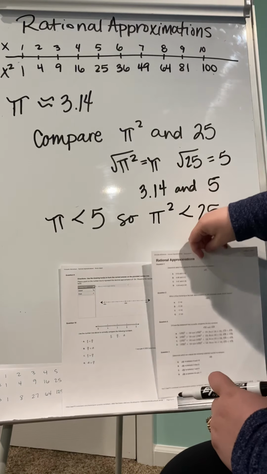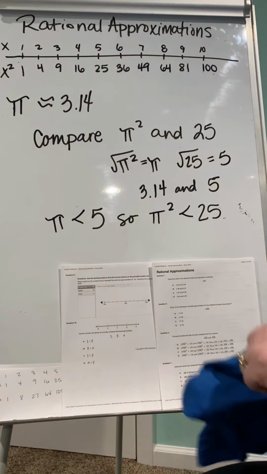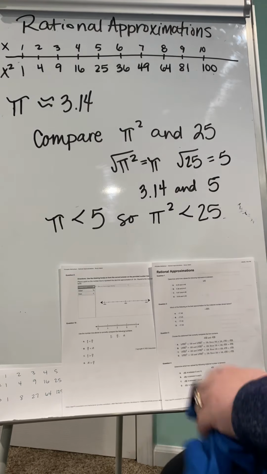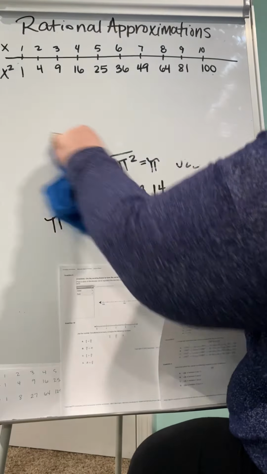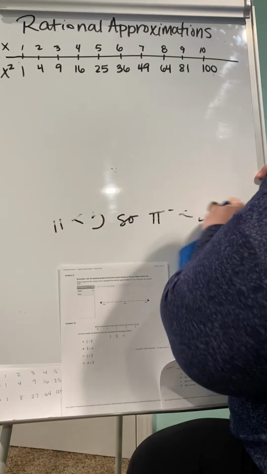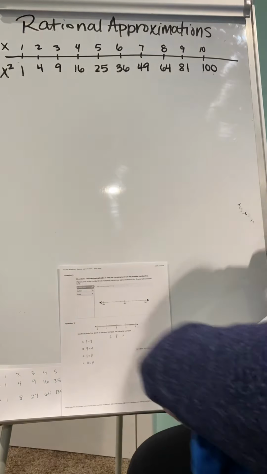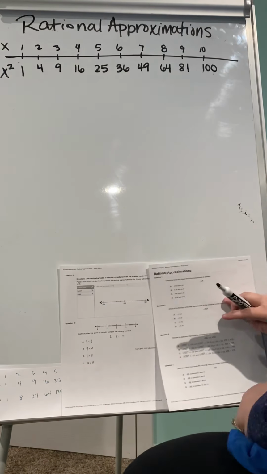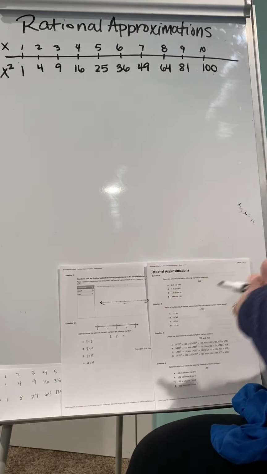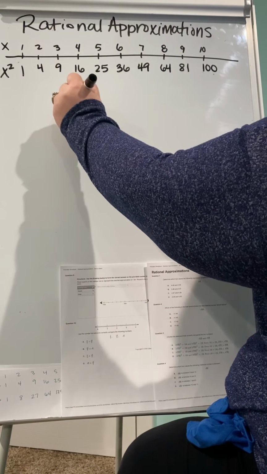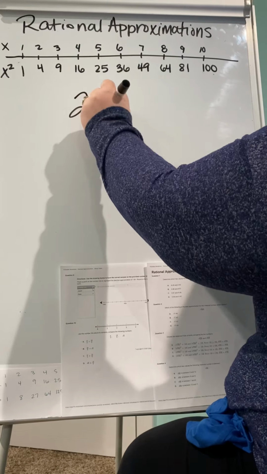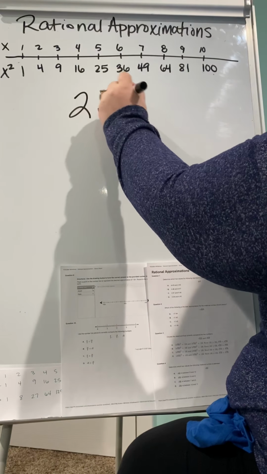All right, one more thing I'm going to show you on here. One of the things you might see on Study Island is this idea of these numbers out in front of the square root sign. All those are coefficients. They're multipliers. So, for example, if we had a number like 2 times the square root of 5.